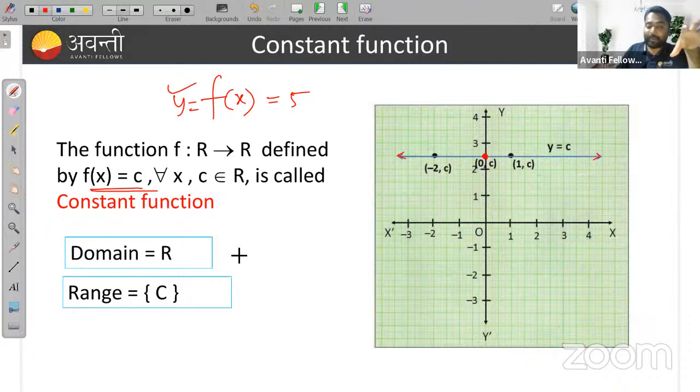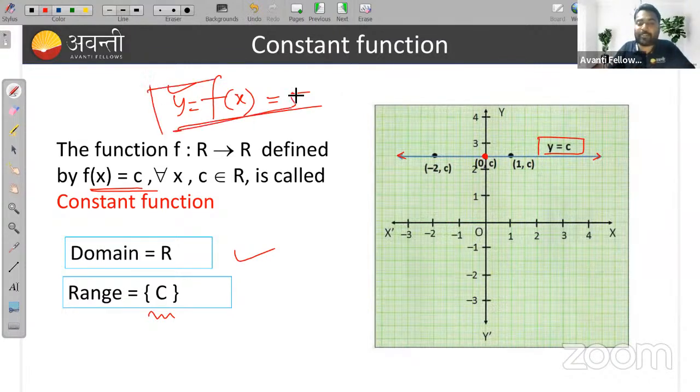So what is the domain here? Domain is R. But what is the range? Range. What is the value of y? What are the values of y? Only one value of y you are getting for all values of x, right? So that's why the range is only c. Okay. So in this case, for this function, what is the range? Only my range is 5. Range क्या हो जाएगा मेरा 5. So generally we have taken here c. That's why the range is c. ठीक है? And domain क्या हो जाएगा R.